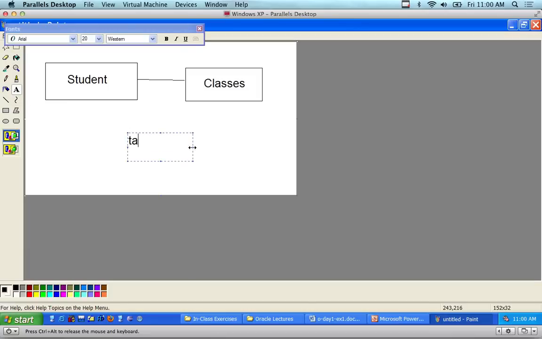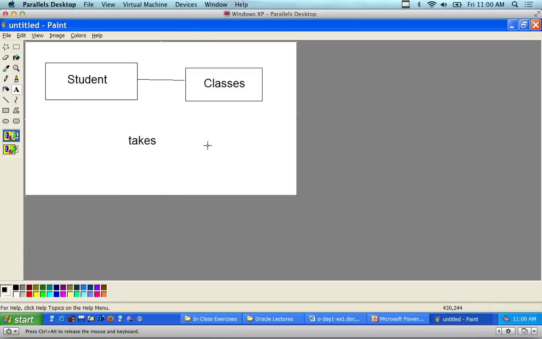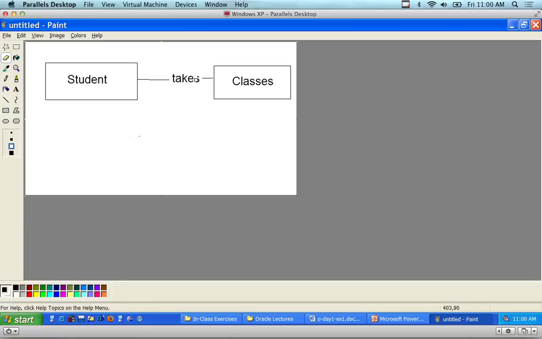I could describe the relationship as takes, as an example, if I wanted to do it that way. I can open this up a little bit and then stick the word takes and put it in between, like that. Students takes, well, okay, that's really bad English. How about take? Students take classes. And then if I wanted to, I could put a little diamond over here, and then I'd have a relationship symbol.